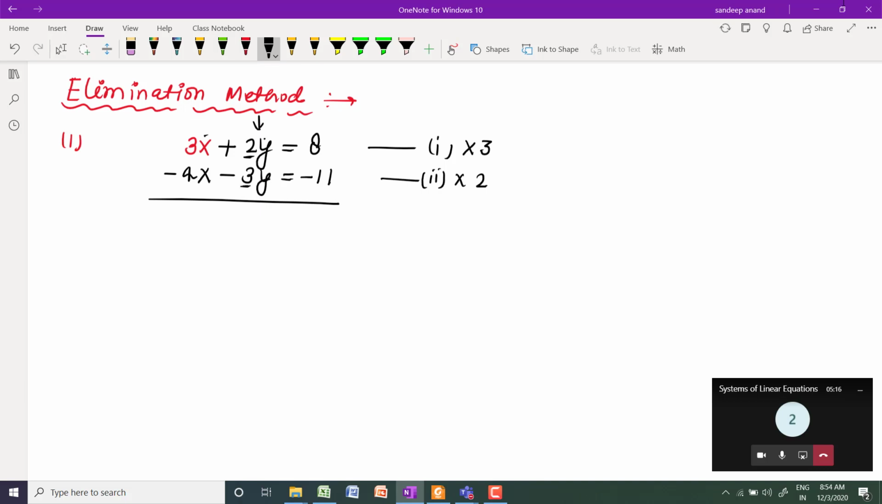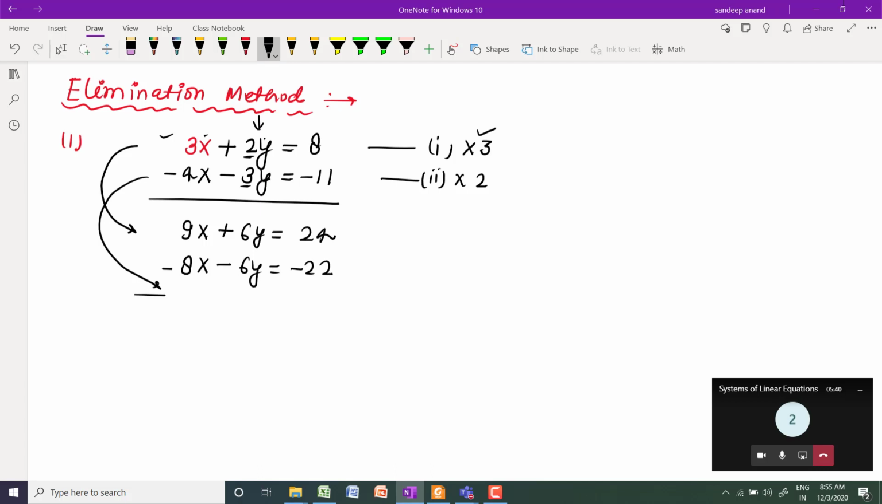After multiplying the whole first equation by 3, what will you get? Equation 1 changes to 9x plus 6y equal to 24. And if you multiply the second equation by 2, you get minus 8x minus 6y equal to minus 22. Now, because I want to eliminate y first, these two coefficients are equal. So if you add both equations, this is equation number 3 and this is equation number 4.